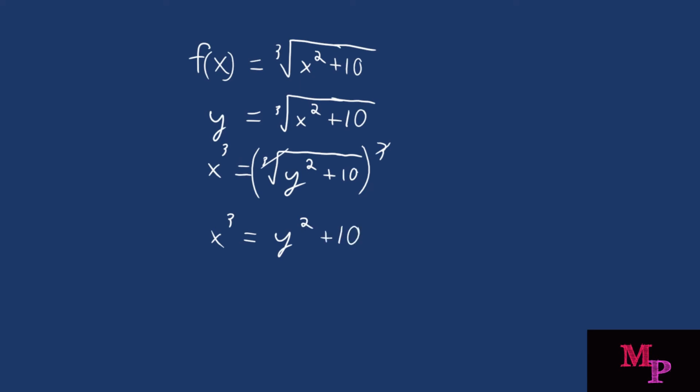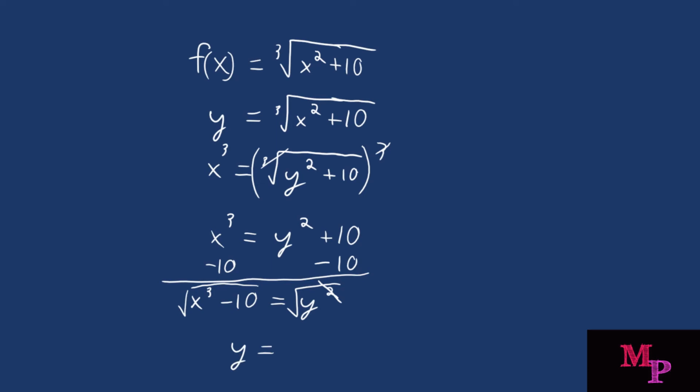Because you're adding 10 to the right side and you want to move it to the left side, you have to do the inverse of that and subtract 10 from both sides. And that's going to give you x cubed minus 10 is equal to y squared. And you're going to do a similar thing as you did previously and square root both sides in order to get rid of the square. So the square root and the square cancel out, and you're going to be left with y is equal to the square root of x cubed minus 10.